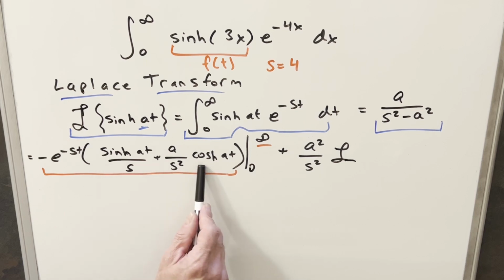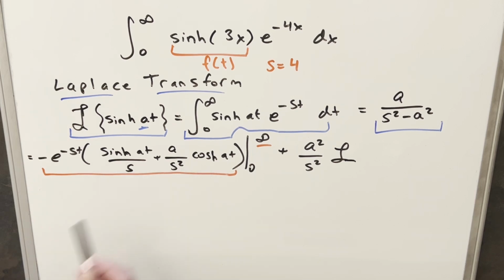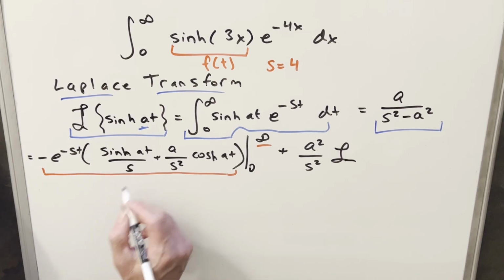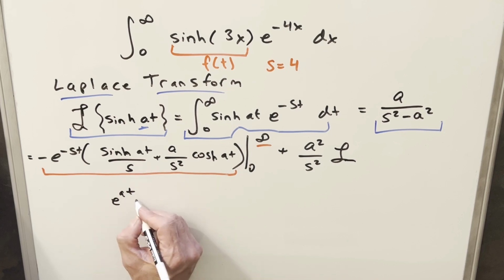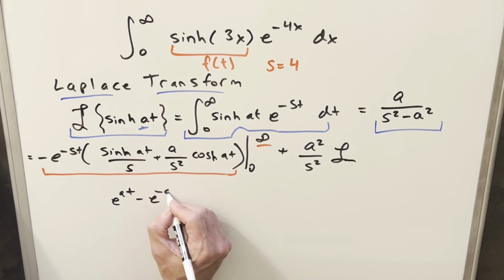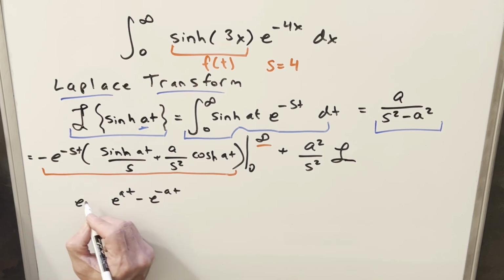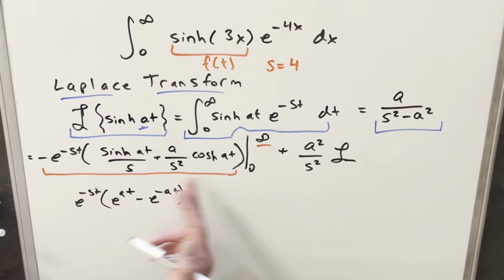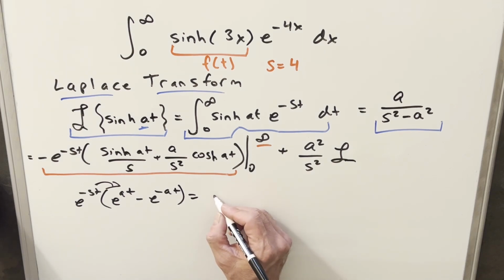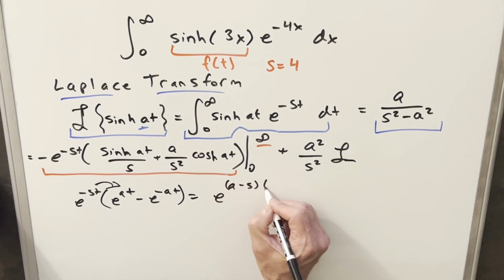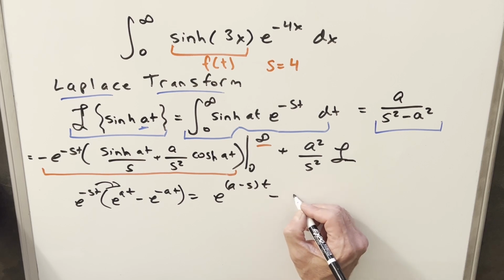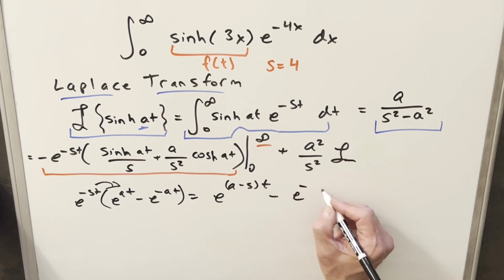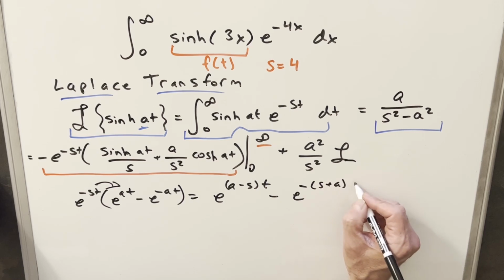But we've got a little bit of weird business here because we've got sinh and cosh, and we need to think about this a little more. So let me write this down. Sinh of at is going to be e to the at minus e to the minus at, and we're multiplying in e to the minus st. I'm going to drop the minus sign and the s's for a second just to get a sense of what's happening here. So when we distribute in this e to the minus st, we're going to have e to the a minus s times t. And then here we're going to have minus, I'll bring the minus out, and I can write this as e to the s plus a times t.